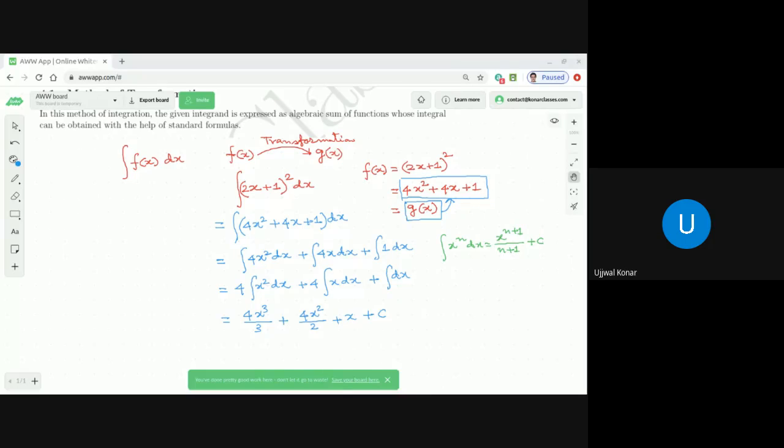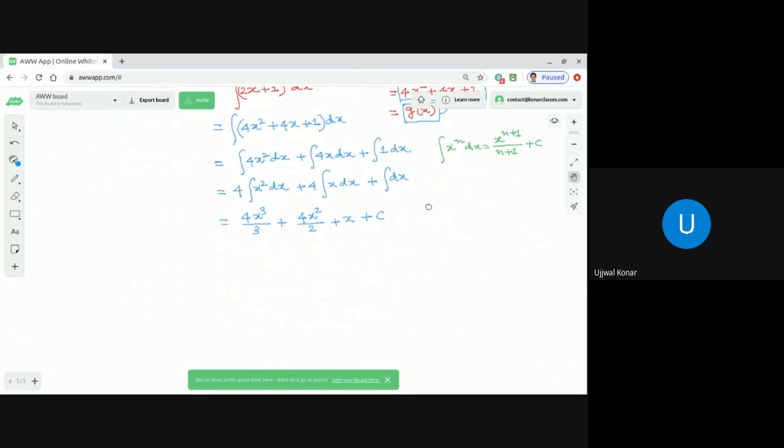Now, the next point I'm going to discuss is how we can make transformation for different types of functions. So first is the method of transformation of algebraic functions. Then you will find the method of transformation of trigonometric functions. Let me give you another example so that our understanding could be more rock solid.